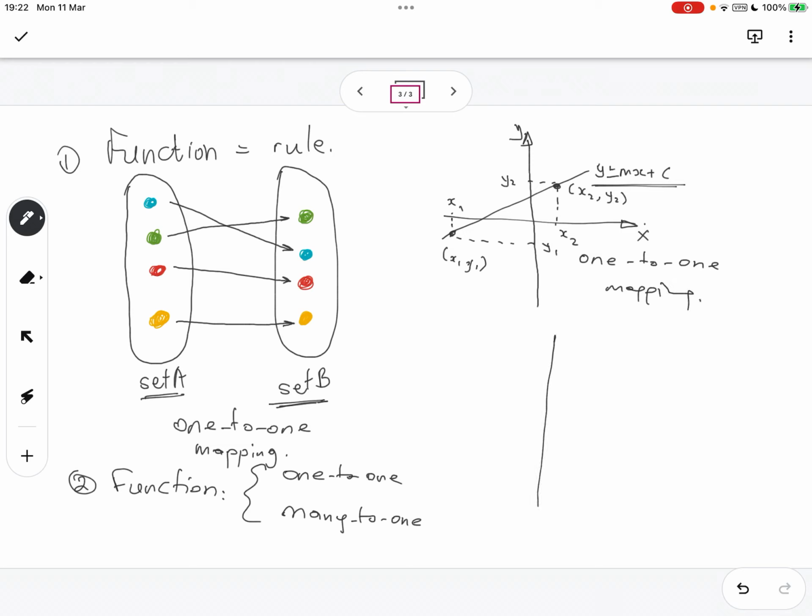In a many-to-one type of setting, you can have a simple curve like a parabola. So that's the y-axis, that's the x-axis.